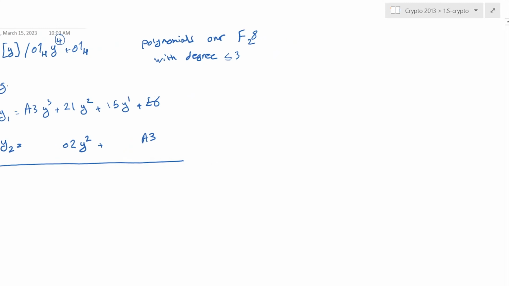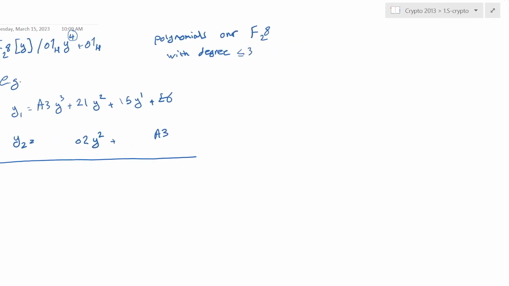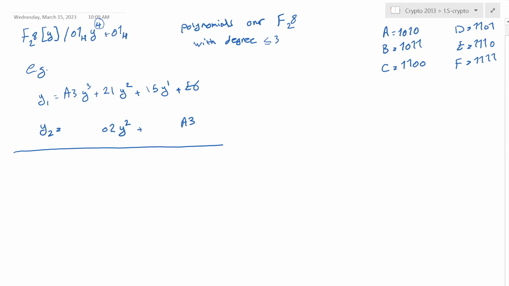For those who forgot the hex representation, 0 to 9 is 0 to 9. A is the representation of 1010. B is 1011. C is 1100. Then we have D, which is 1101. Then E, which is 1110. And then F, which is 1111. These are just hex representations.